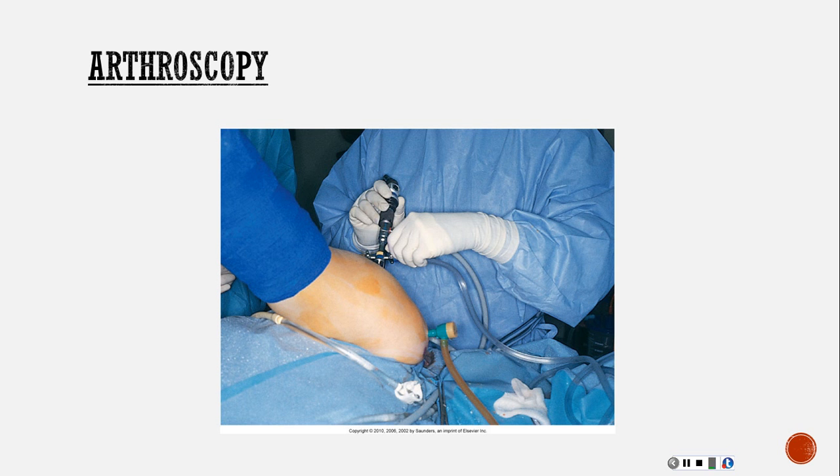But it should be a little less invasive. It should be a little easier on the patient. The arthroscopy is designed to not be quite as traumatic to the patient.